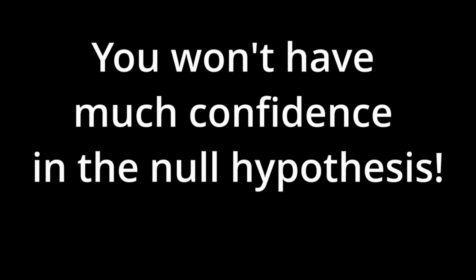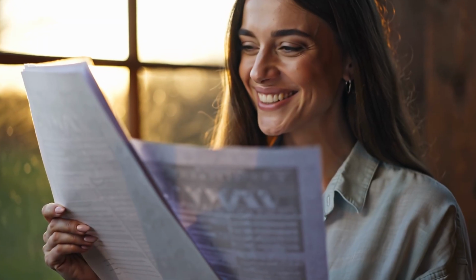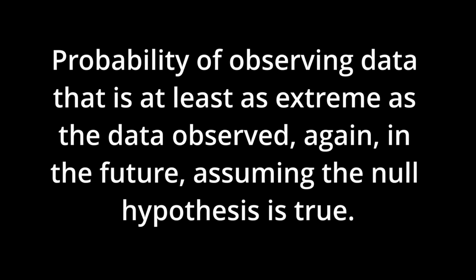And if this probability ends up being low, well, you won't have much confidence in the null hypothesis. And that will make the alternative hypothesis look way better by comparison. And this is a little foreshadowing of a statistic to come called the p-value, where p stands for the calculated probability of observing data at least as extreme as the data you already observed. Again, in the future, assuming the null hypothesis is true.